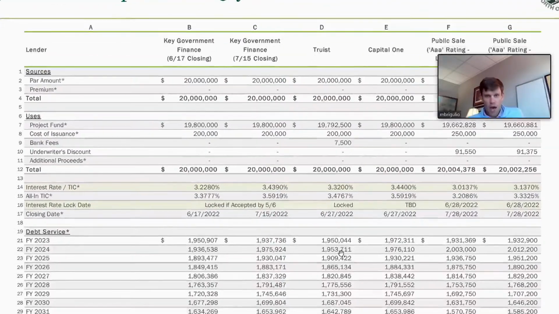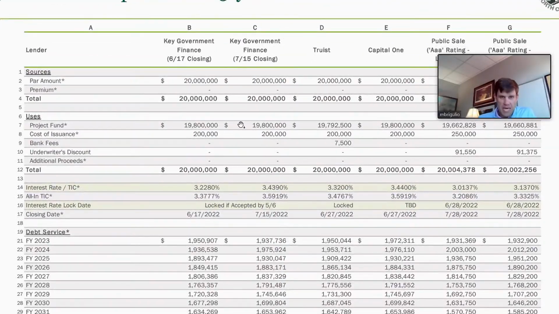We have summarized for you in column B the Key Government Finance proposal. That's the lowest interest rate at 3.22% for a closing through June 17th. We've also shown you the Key Government Finance alternative rate in column C, which is good through a July 15th closing. That's the 3.439% interest rate.